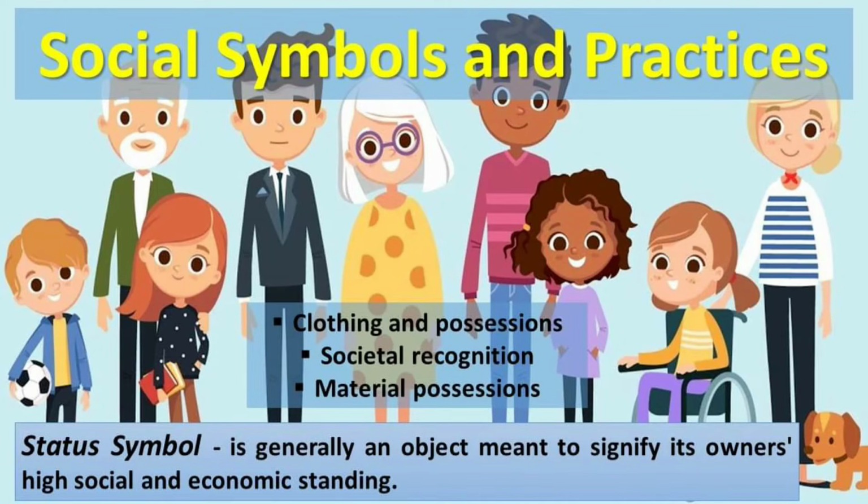Next up, we have social symbols and practices. A visible external denotation of one's social position is an indicator of one's social or economic status. When you say social symbol, it is relating to how individuals and groups interact and interpret various cultural symbols. Now, these social symbols and practices can be seen in clothing and possessions, societal recognition, material possessions, and other recognized symbols used worldwide, such as the white dove for peace, the red heart for love, etc.